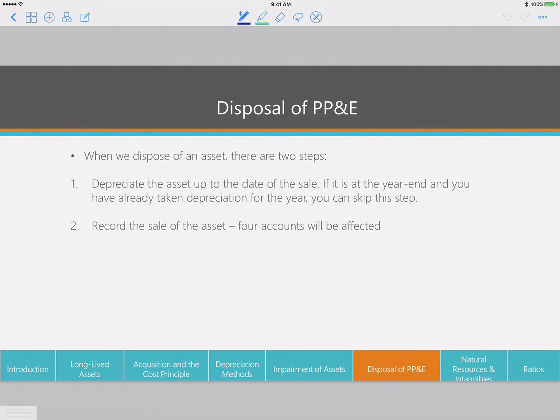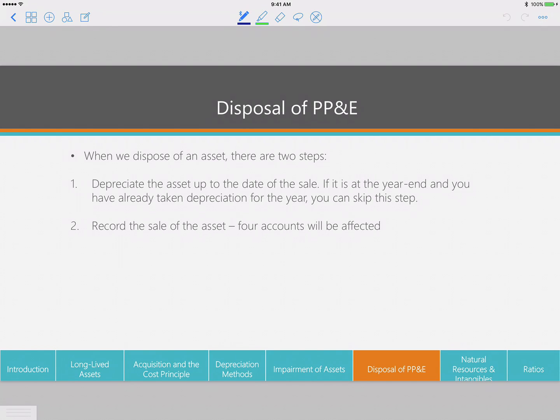So when we dispose of the asset, there are two steps you have to take. The first one is depreciate the asset up to the date of the sale. If you're already at your year end and you've taken depreciation for the year, you can skip this step. But if you haven't taken depreciation yet, you have to take depreciation up to the date of that sale.